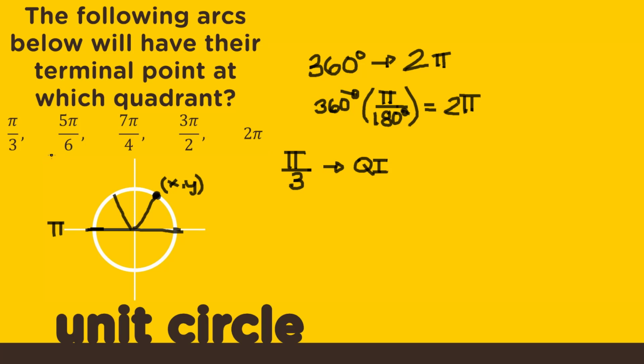Pi over 6 is when you divide pi into 6 parts. So we have this pi here. That's our pi. Because 6 is a multiple of 3, we can have it like that. So this is our first pi over 6. This is our second pi over 6, or pi over 3, because 2 pi over 6 in lowest terms is actually pi over 3.